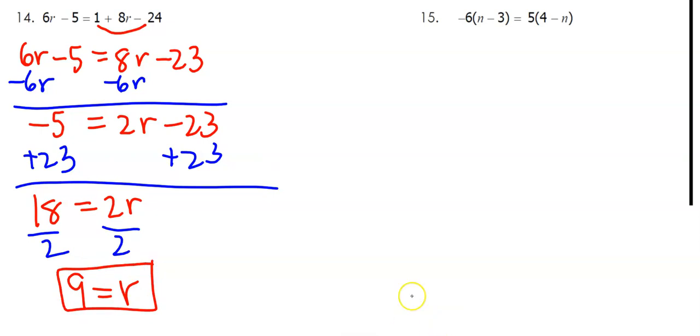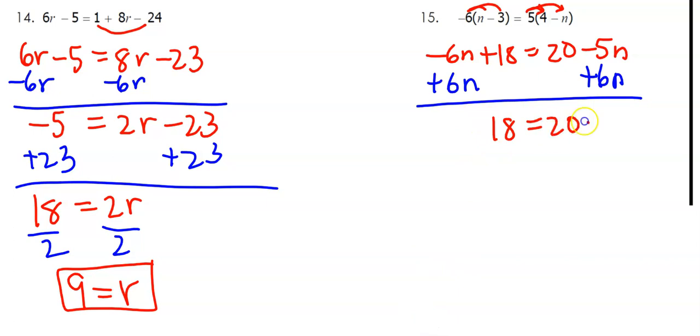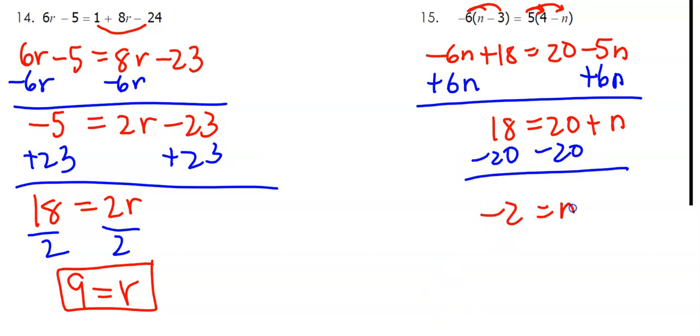Okay, last one, we've got some double distribution here. Negative 6, and negative 6 times minus 3 is positive 18. Now let's do the other side. 5 times 4 is 20. 5 times minus n is minus 5n. All right, again, my letters are on different sides, so I need to use an inverse operation. Now you can move either one, but I'm choosing to move 6 because that will make my variable positive. And it's at 1n, so I'm going to leave the 1 off and just write n. And we are done. Fantastic. Okay, good luck.